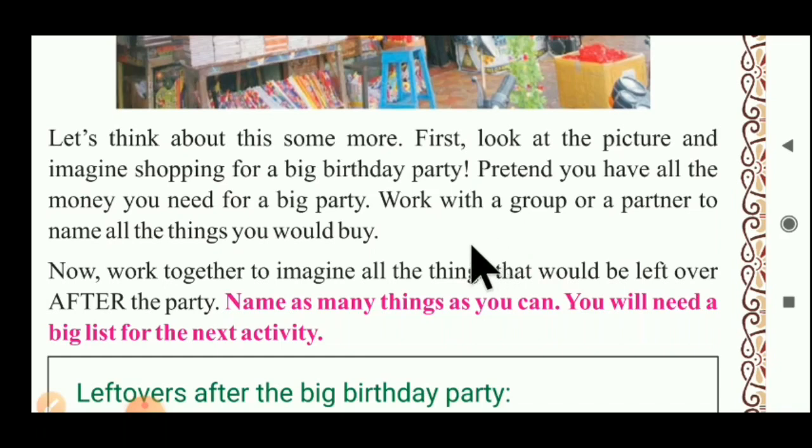For my birthday, I would buy festoons, color ribbons, balloons, paper caps, whistles, candles, cake cutting knife, flowers, gifts, chocolates, LED lights, thermocol cuttings, thermo balls, aluminum foil, glitter, etc. These are the things I buy for my birthday celebration. So I make a list here.